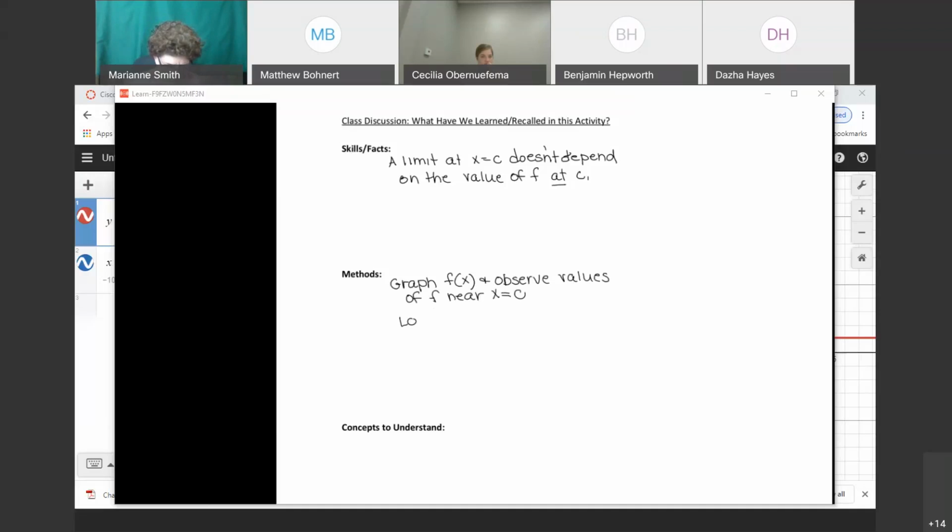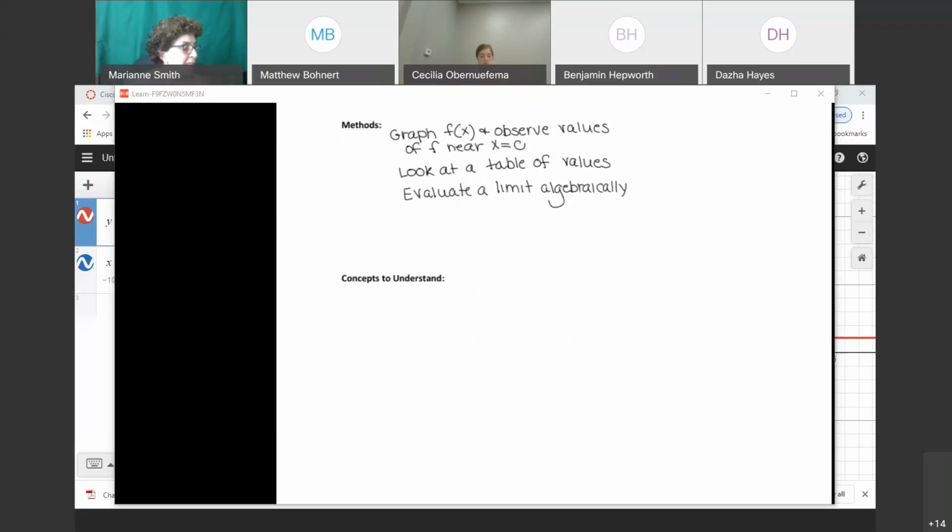Another way is to look at a table of values. And we also looked at how you can evaluate a limit algebraically. Of course, algebraically implies that you remember some algebra, like we did factoring a polynomial, or maybe in the case of square roots, rationalizing a denominator, and so forth. Here's kind of the takeaway.